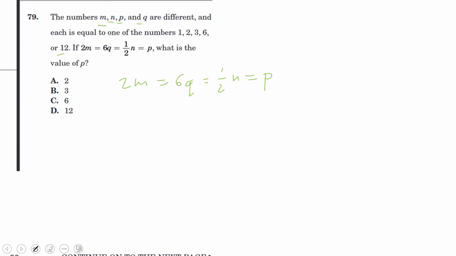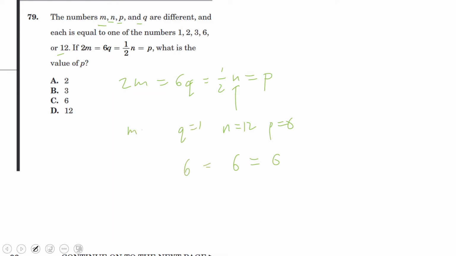So we can assume that n could be potentially the largest number of the ones presented to us. So let's assume n is equal to 12. If n is equal to 12, then 1/2 n is equal to 6. Therefore, p has to be equal to 6. We're not sure if this is the right answer, but let's just engage it. 6q, in this case, q has to be equal to 1, so we also have 6.